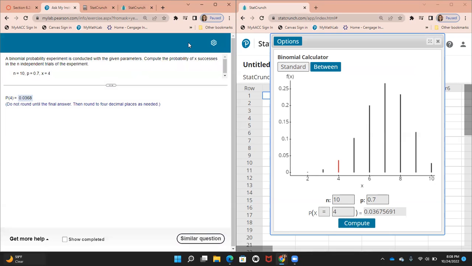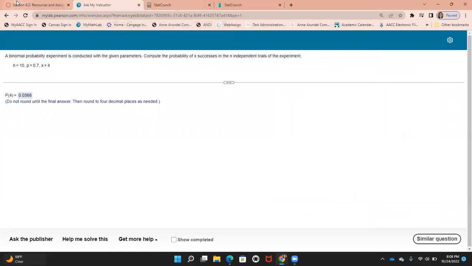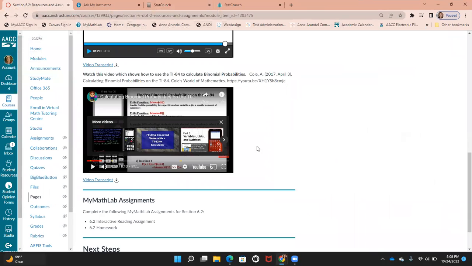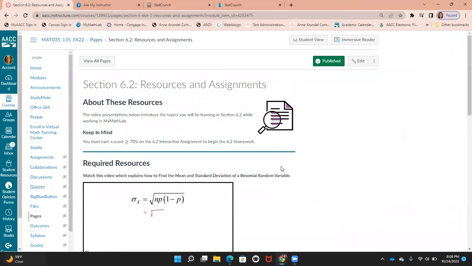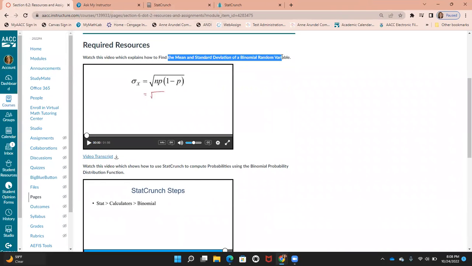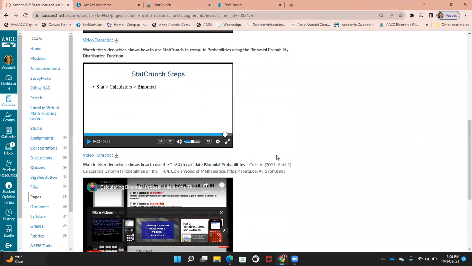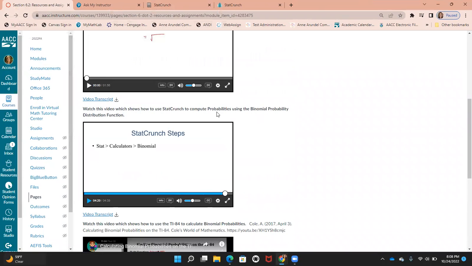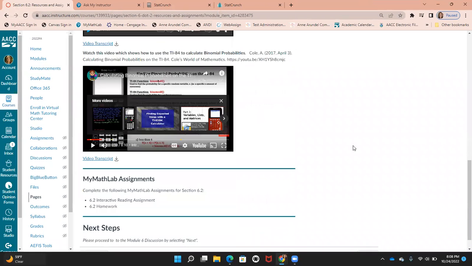Okay, so I hope this was helpful. Again, this was from 6.2, one of the problems on the homework, the interactive assignment. Don't forget also that on Canvas, I know there are so many resources between my math lab and Canvas and notes, but on Canvas for each of these sections, there are videos that detail how to calculate the mean and standard deviation for 6.2. There are also videos that walk you through StatCrunch and also the graphing calculator. So just don't forget about those.